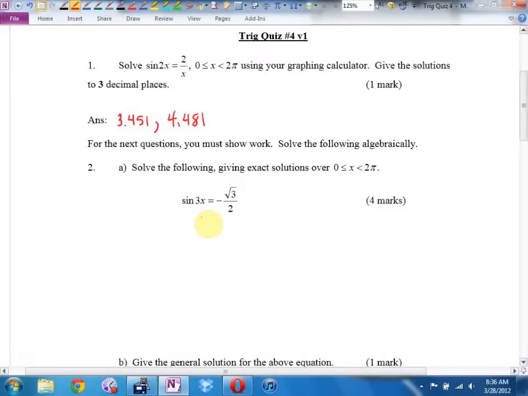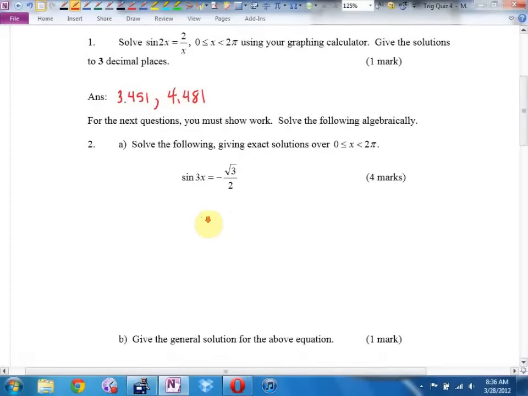For the next questions, you must show work. Solve the following algebraically. I notice there is a period change. I see that there is something in front of the x. So here's what I'm going to do. Temporarily, I'm going to replace that 3x with an a. I always do that first. And I do one more thing. There is a period change. This is important. Right away, I also write down my period, which is going to be 2 pi over b, which in this case is a 3.